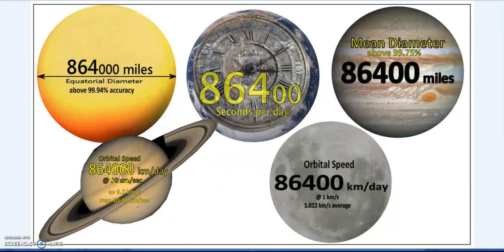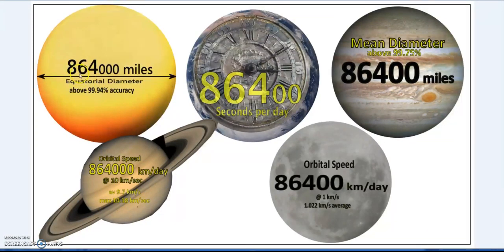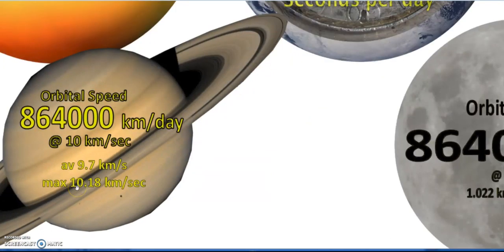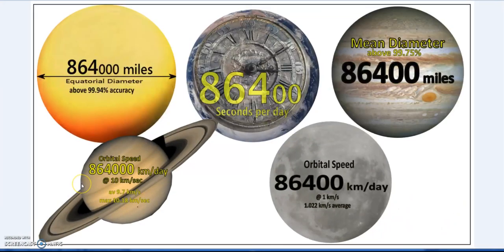Now, it just so happens that the orbital speed of Saturn is 864,000 kilometers per day. 864,000 miles, the Sun. 864,000 kilometers per day, Saturn. That's 10 kilometers per second. Now, the distance from the Sun to the Earth is 1 astronomical unit. The distance from the Sun to Saturn is 10 astronomical units. There's some lovely stuff going on in regards to this 1 to 10, 1 to 100, 1 to 1,000.